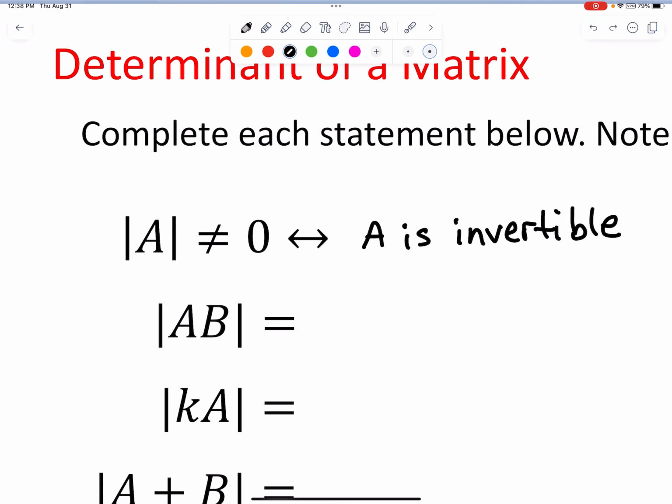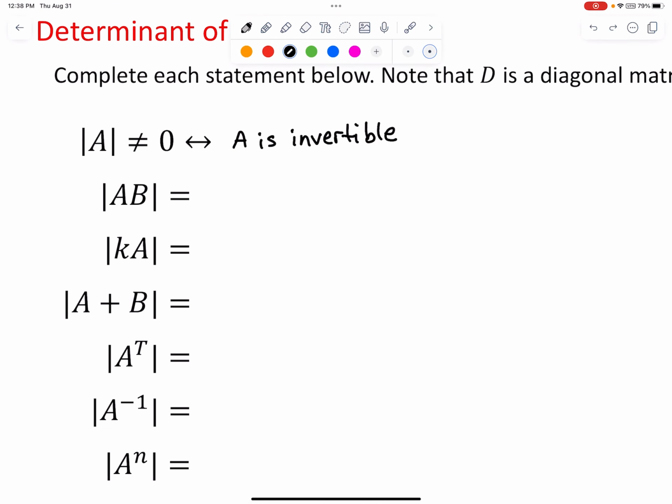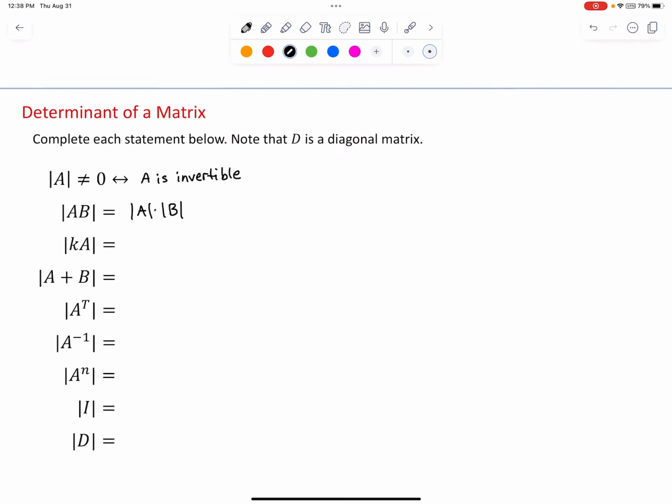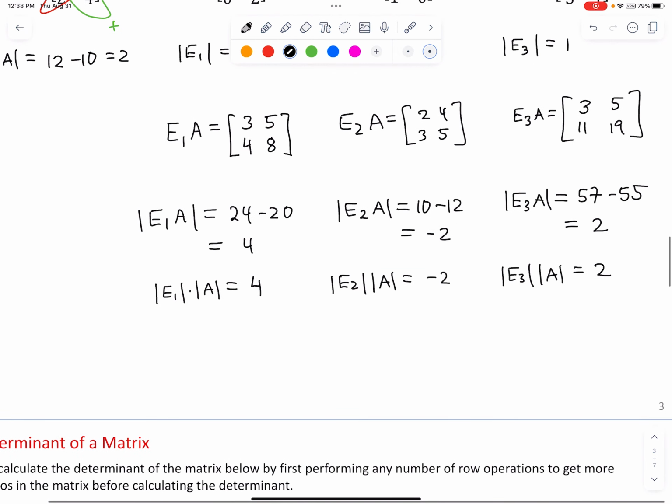So if either one of these is false, then so is the other. So if you have a matrix A that's singular, not invertible, then its determinant will be 0. All right, the next case, if you have the determinant of a product of 2 matrices, it turns out that you can find their determinants separately and then multiply the results. We actually sort of saw that happening up above in the case where one of the matrices was an elementary matrix.